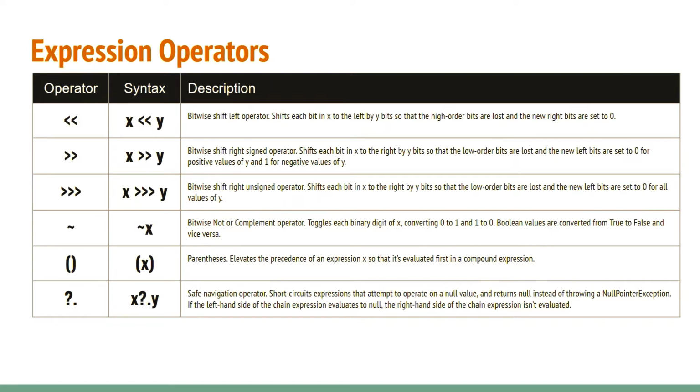Then we have the safe navigation operator. It is a short circuit expression that attempts to operate on a null value and returns null instead of throwing a null pointer exception. If the left hand side of the chain expression evaluates to null, the right hand side of the chain expression isn't evaluated.